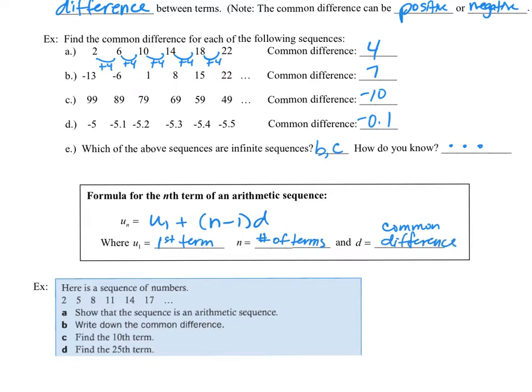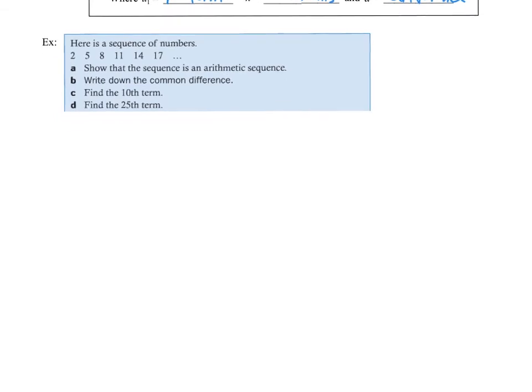Okay, so let's use this formula and take a look at an example. So our first example says, here's a sequence of numbers, 2, 5, 8, 11, etc. And part A says, show that the sequence is an arithmetic sequence. Well, to show that it's an arithmetic sequence, all we need to show is that there's a common difference. So let's go ahead and list the terms of the arithmetic sequence. We have 2, and then 5, and then 8, 11, 14, 17, etc.